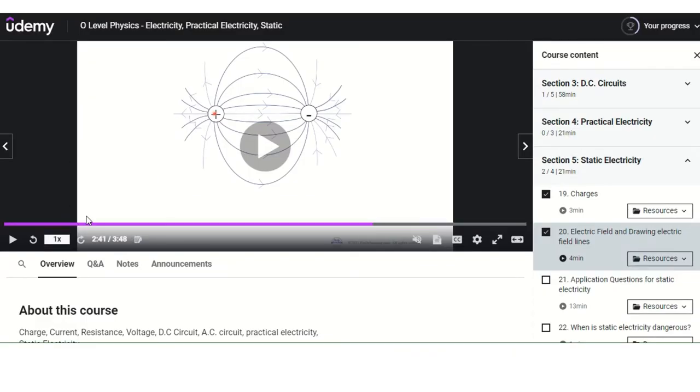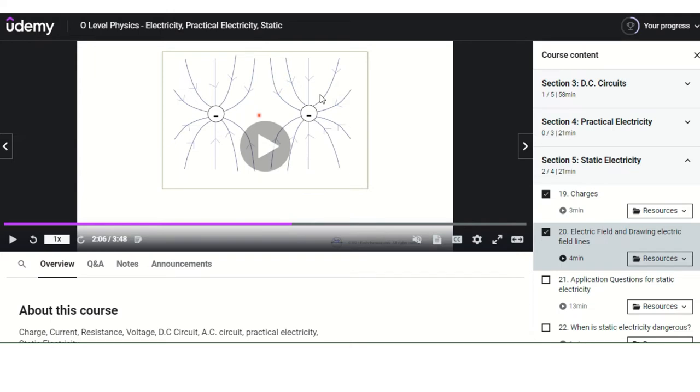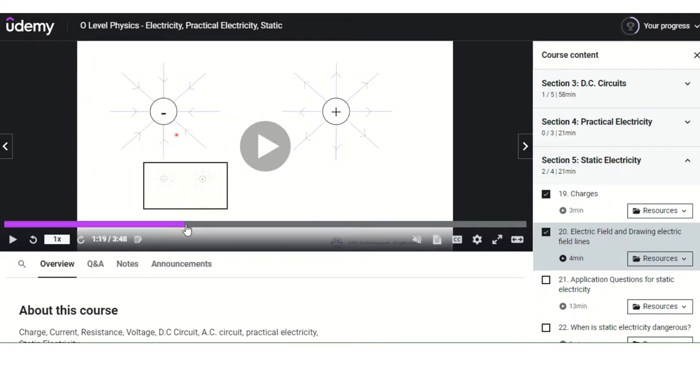So you'll be asked to draw the electric field lines. You need to be able to draw the field lines between two charged particles. This is plus and minus, so a positive and a negative charge, and they attract each other. This is how the field lines look. When they repel each other, this is how the field lines look. And if you have a single charge, this is how it looks.